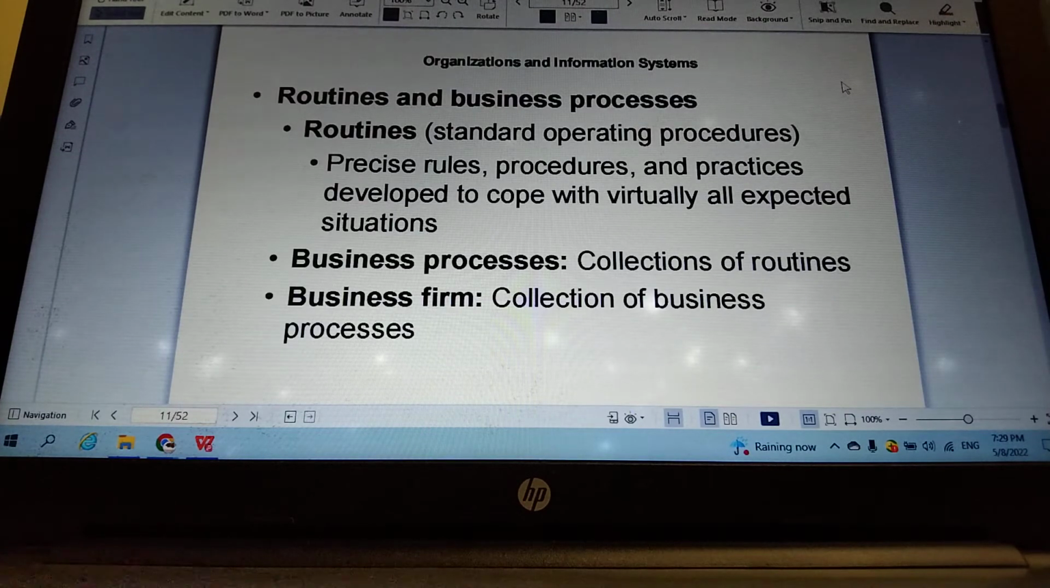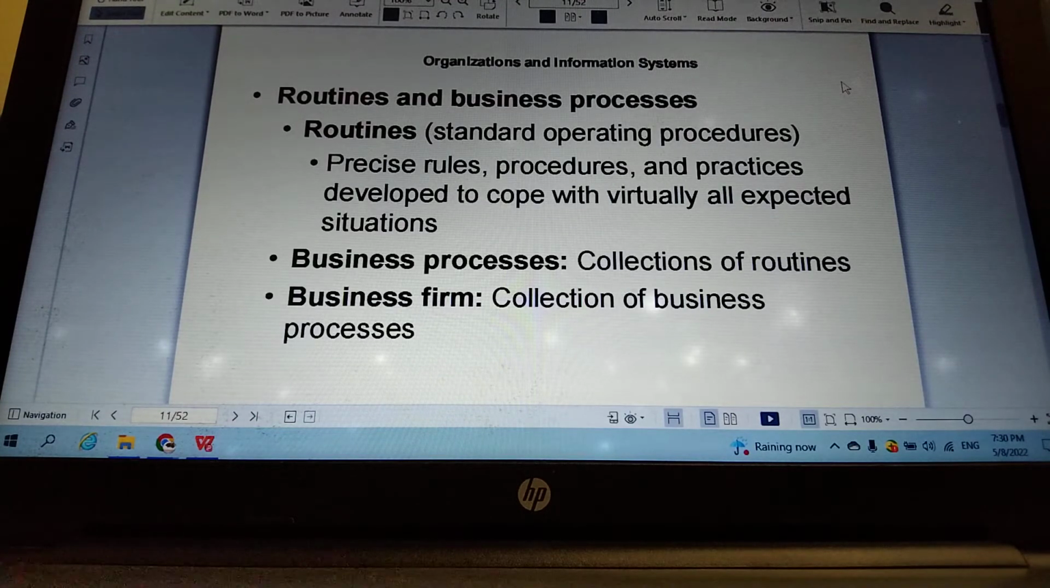Basically, it is a collection of routines. So when you have routine jobs, day to day, week by week, and so on, when you collect all these and you combine them and call it business processes, which sometimes we also call business practice, or activities or steps in providing services, or even in generating the output. So basically we call all that business processes.